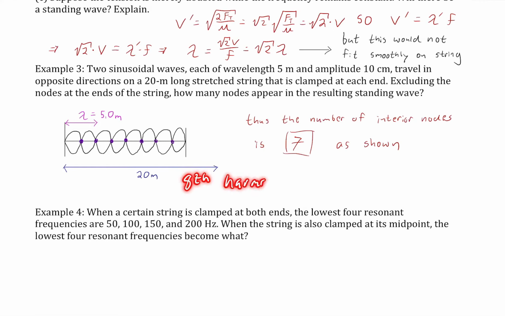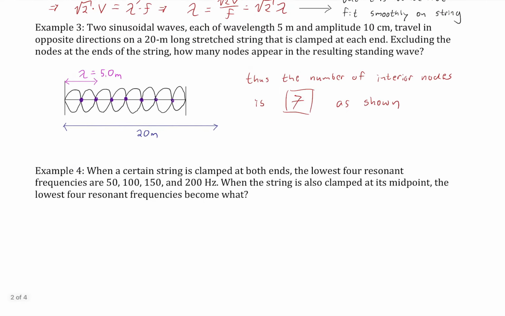But we were asked for the number of interior nodes. That means excluding the 2 nodes on the ends. And so that is 7. The specific question was asking for the number of interior nodes, and it's 7. You see it? So this one's very much about drawing the picture.